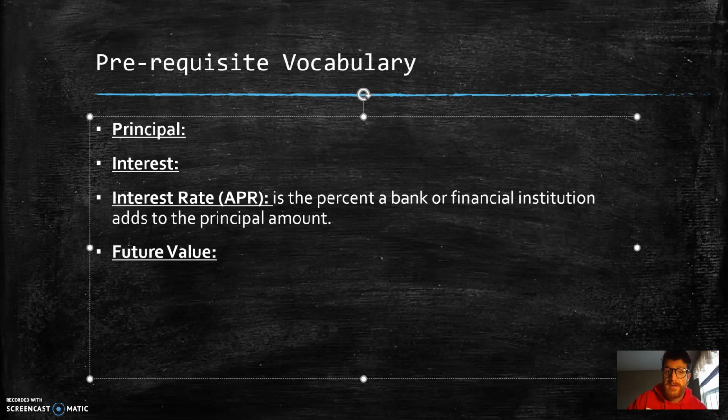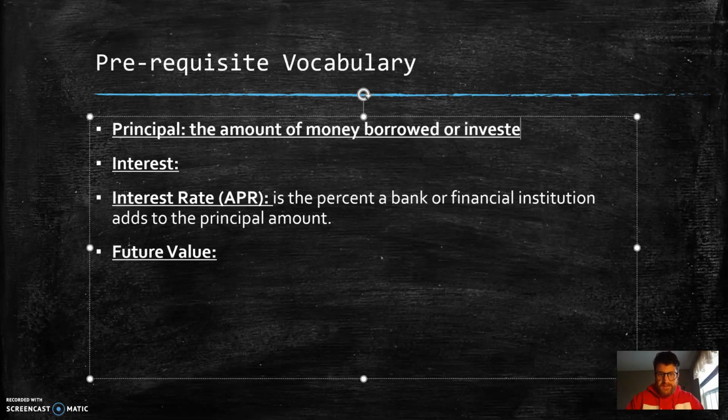So first, principal. Principal means the amount of money borrowed or invested. Here we're just talking borrowed because we're going to talk about loans, but I wanted you to know that principal can also mean how much you're investing. All right.